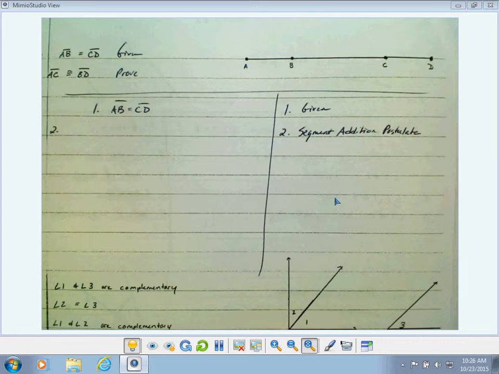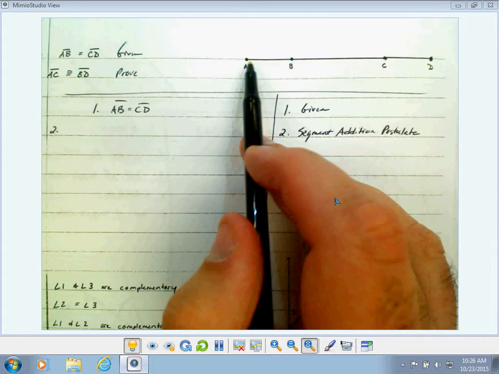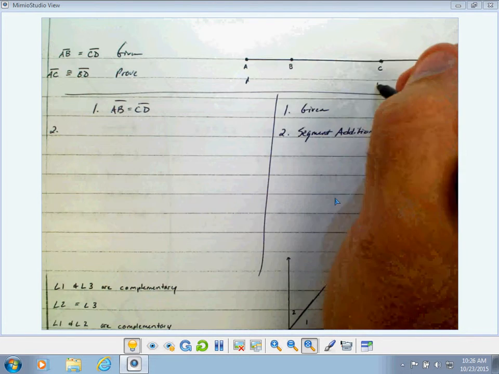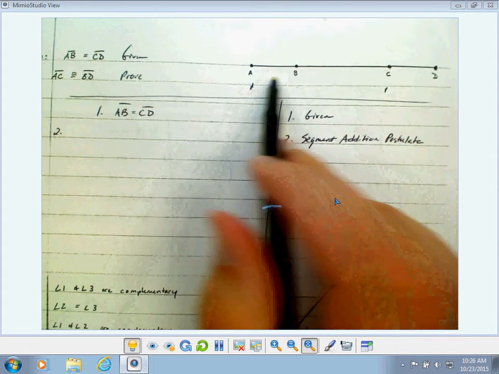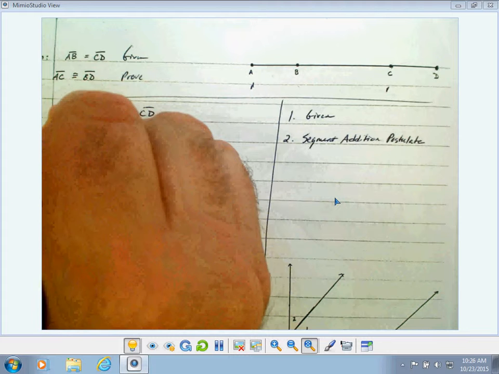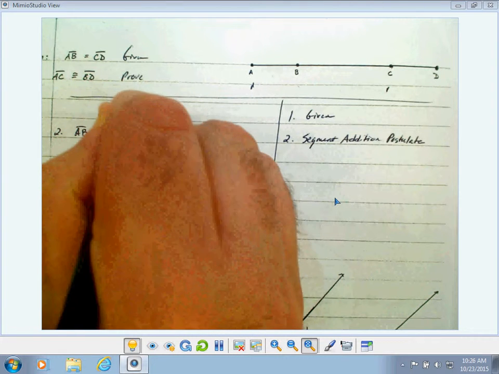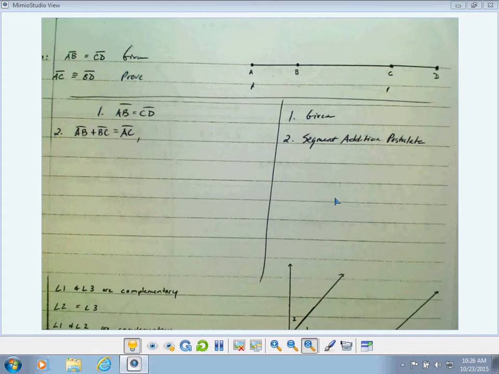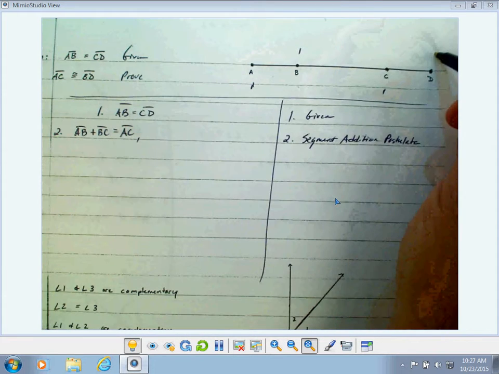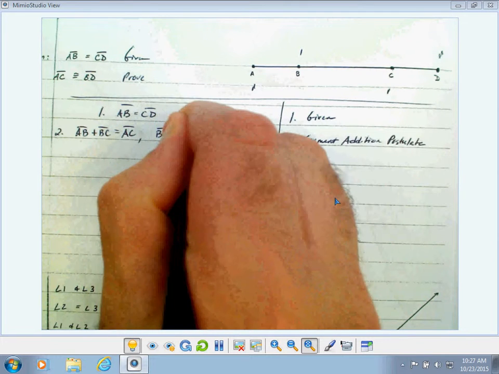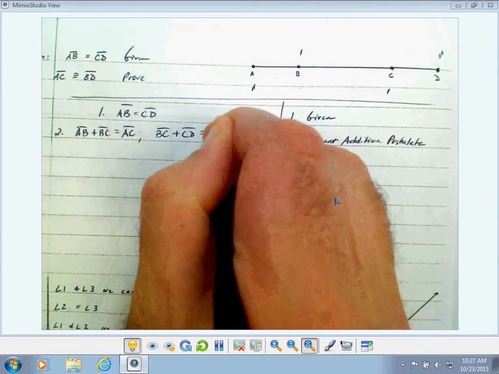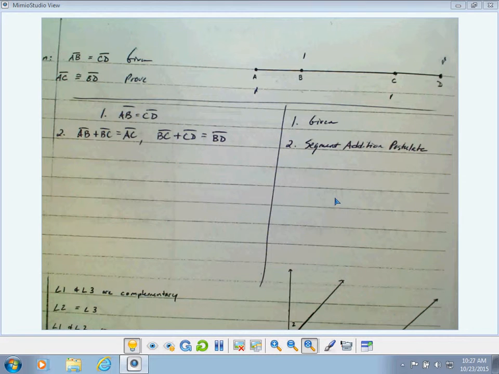Okay, so in the end I want to prove AC is congruent to BD, so I got to give it a proof. So here's AC, right? Just like that other one we did on proof practice 1. AC is a combination of AB plus BC. So I would write AB plus BC equals AC. And the other one is from B to D, that's BC and CD. That equals BD. So that's what our segment addition postulate gives us.